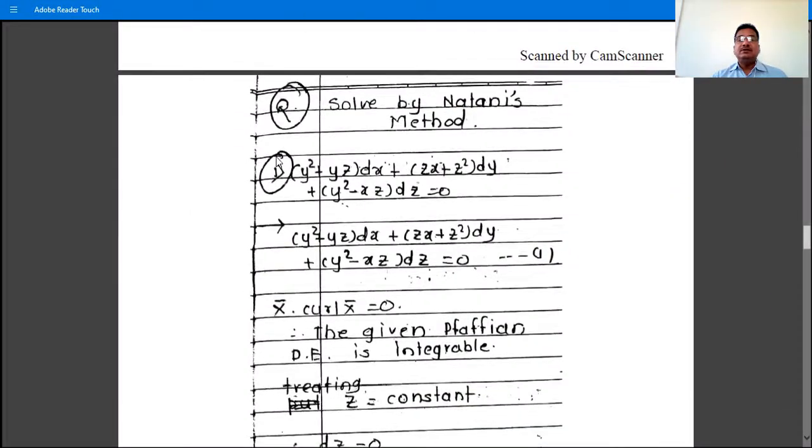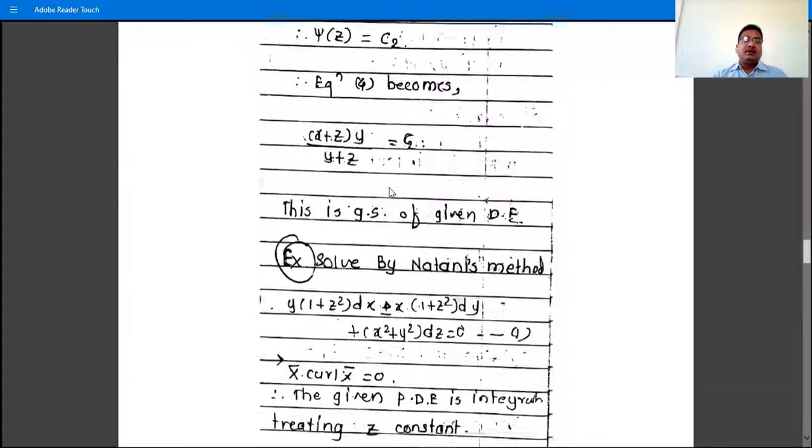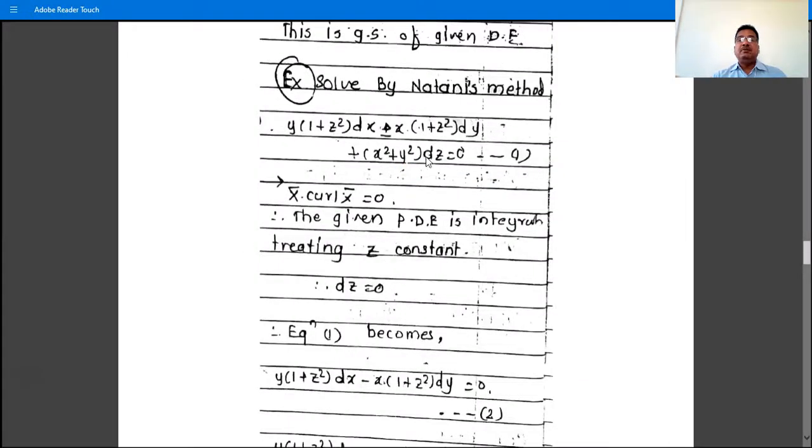The previous example was a homogeneous differential equation, (y² + yz) dx ... (zx + z²), and therefore it is solvable by two methods: Nutani's method as well as the method for the homogeneous Pfaffian differential equation. But this example is not homogeneous. It may be solvable by the variable separable method, one variable separable.